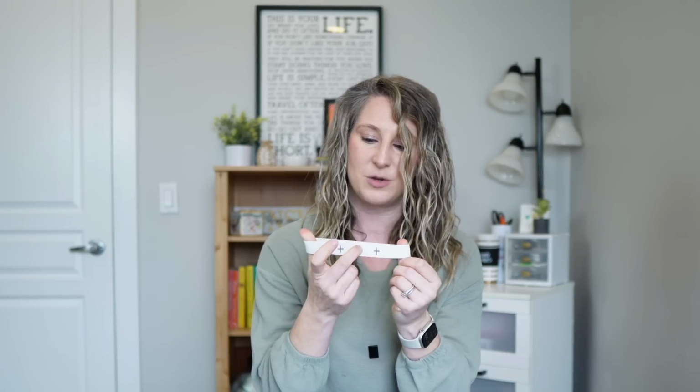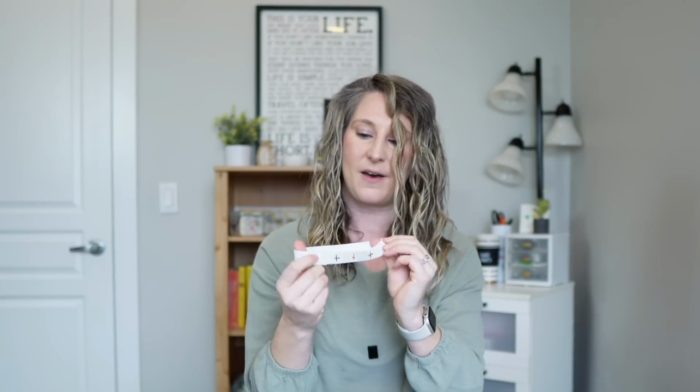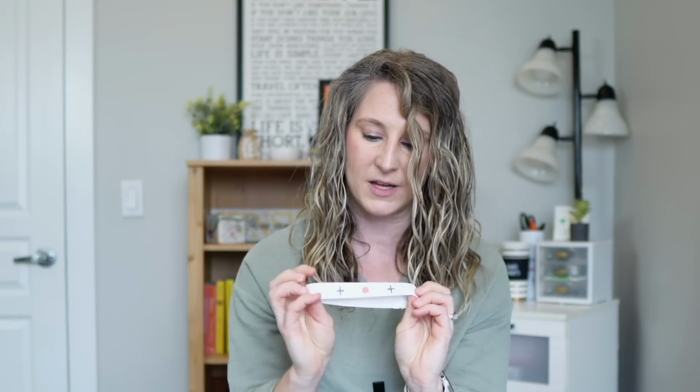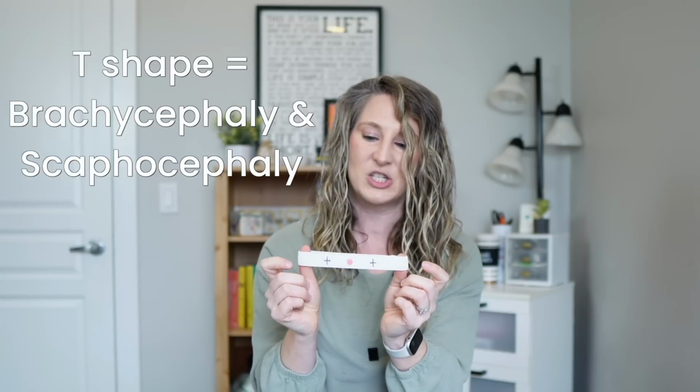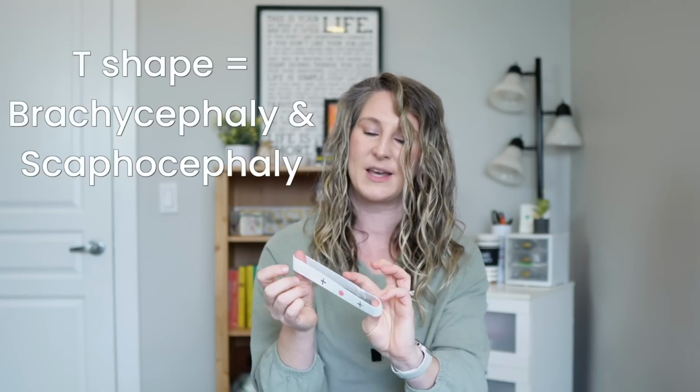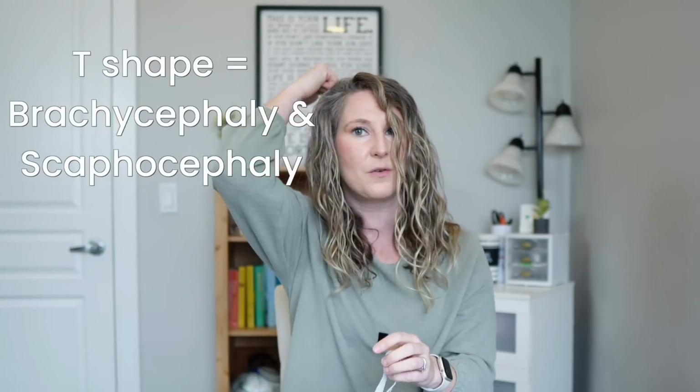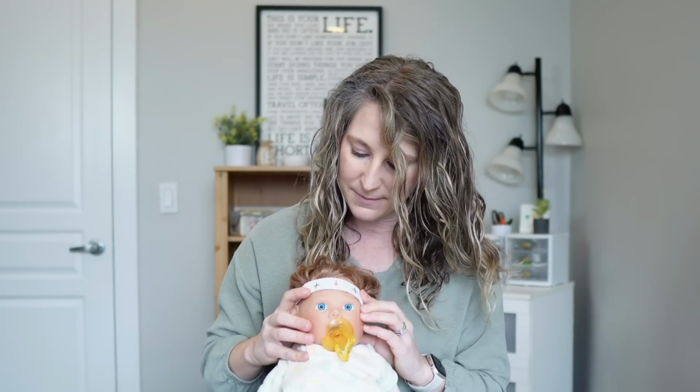What you do is you place the arrow right above the baby's nose, and then you're going to have 2 plus signs on the front and 2 plus signs on the back. You're also going to have a circle on the back. When you measure the T shape, you're going to measure between the arrow and the circle, so front to back, and then over each ear. So we got baby Eric, he's got the little headband on.